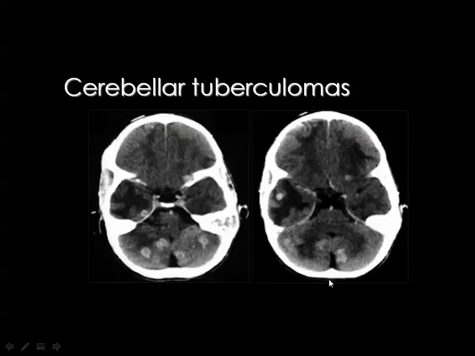Also, tuberculomas, which may simulate very small abscesses with thick enhancing margin and central hypodensity. They are usually surrounded by brain edema if they are acute. This is a good example of multiple cerebellar and cerebral tuberculomas.